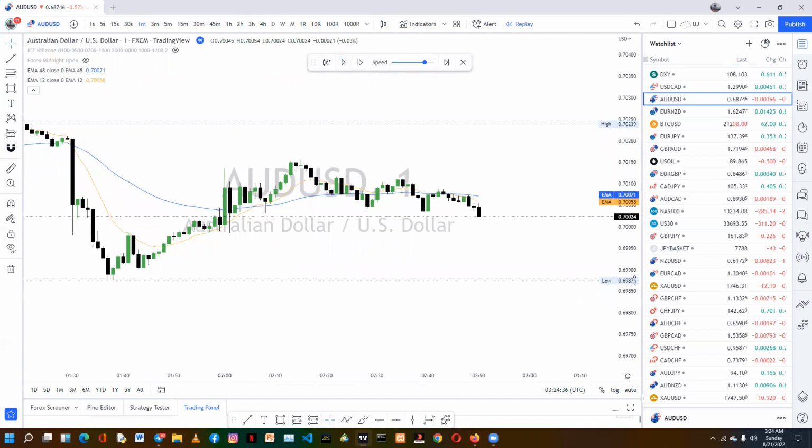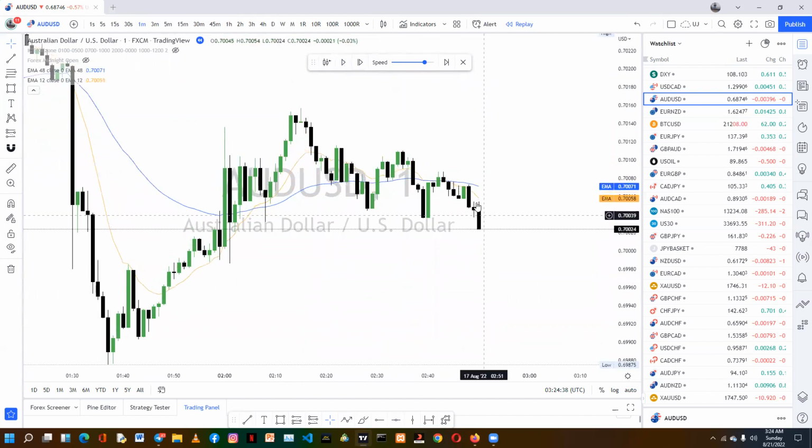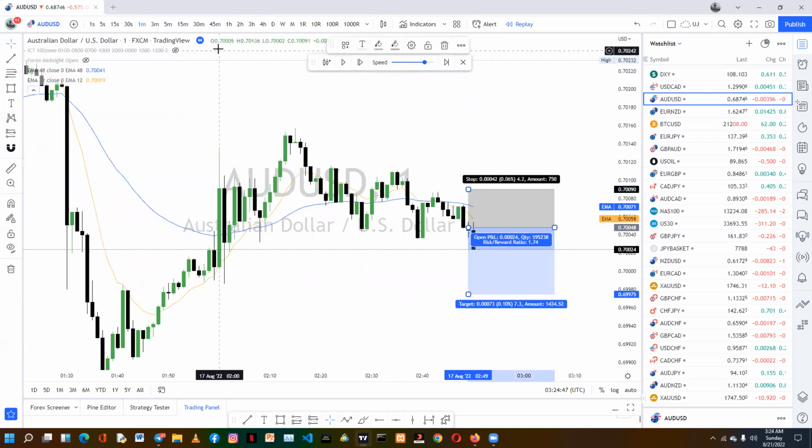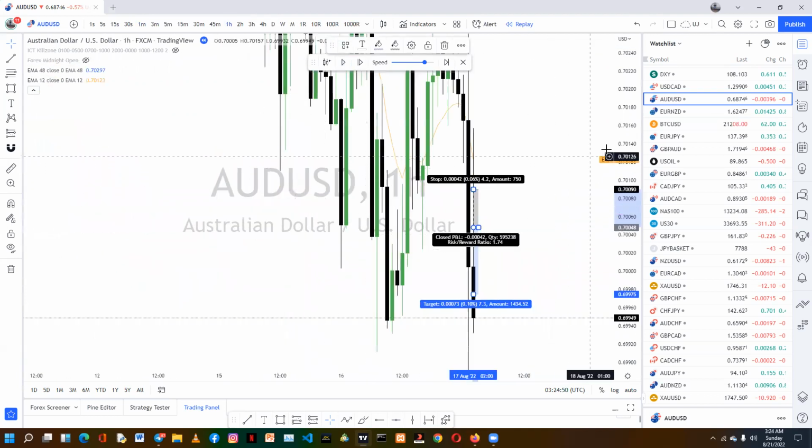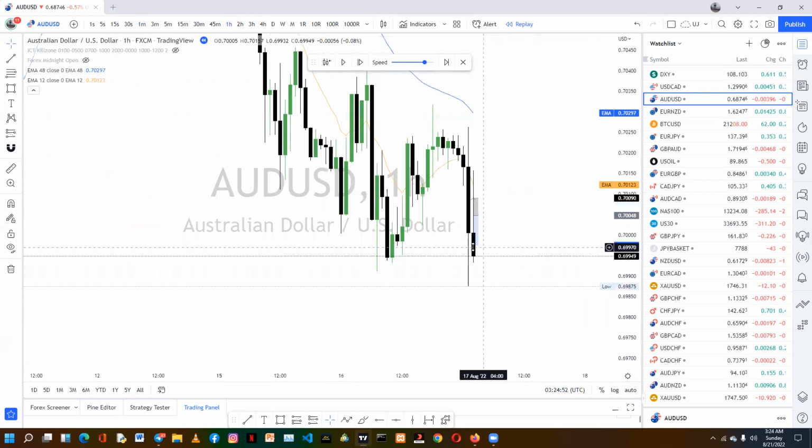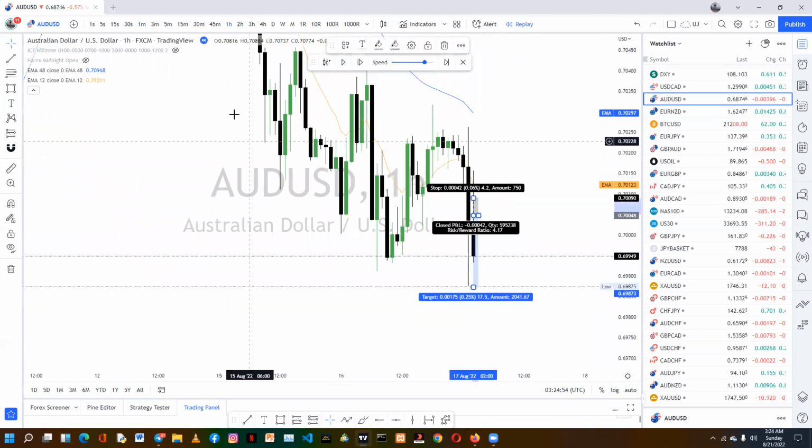Okay, so you have a clear cross here. Can you see a clear cross? Okay, we closed. So this is a sell entry. This is a stop loss. Okay, 1 hour target, this previous low. Okay.